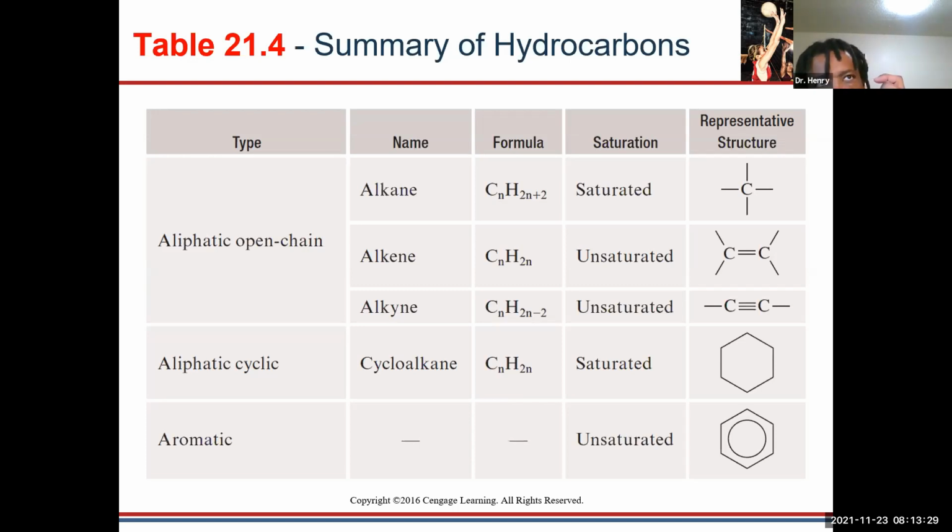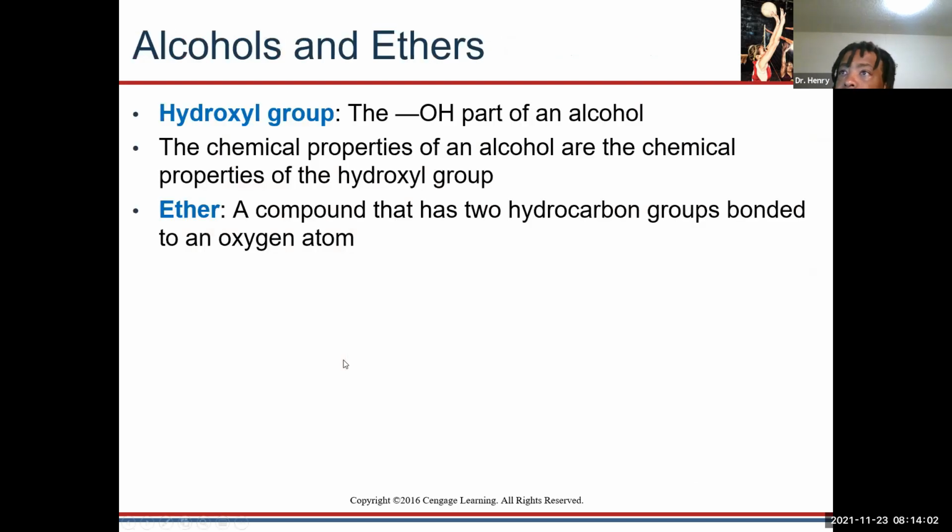And then we have aromatic. Aromatic basically has a benzene ring, or it could have multiple benzene rings. This is a benzene ring. And just a reminder, a benzene ring is where you have a single bond and a double bond, a single bond and a double bond, alternating between the two. So this is unsaturated because you have a double bond. And this is the symbol that we use for the benzene ring to make it easier for us to draw. If you have any questions, go ahead and stop me.